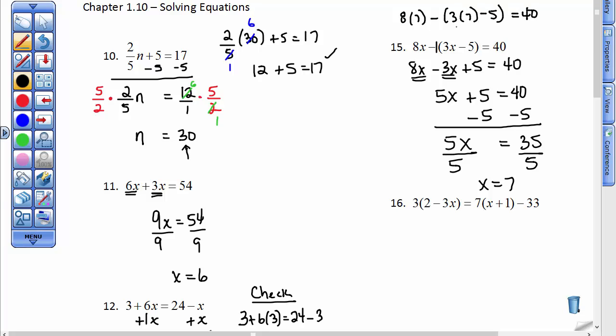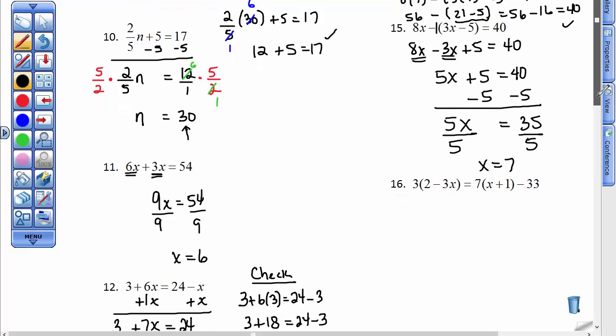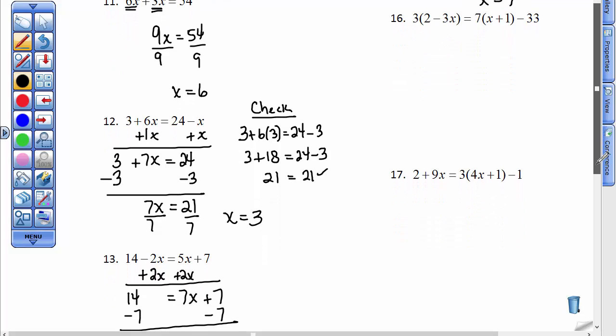And I've got to do what's in the parentheses first. So I've got to do this 21 minus 5, which is 16. And then way over here, I have 8 times 7 is 56. So 56 minus this 16 is what that is. 56 minus the 16 is indeed equal to 40. And that was kind of a sloppy check, but I can tell that it did work. So please do your checks every time.